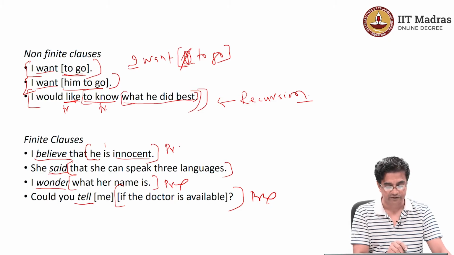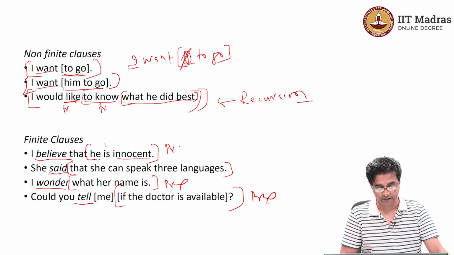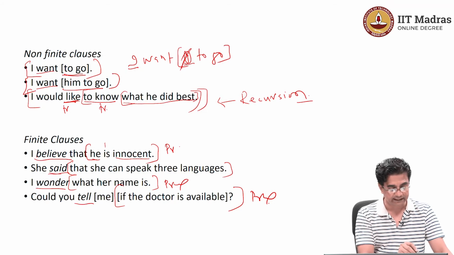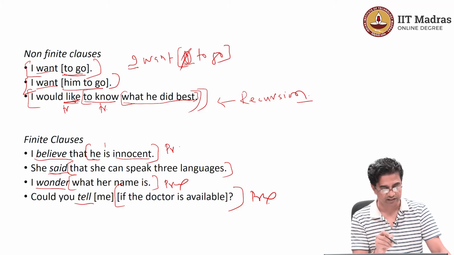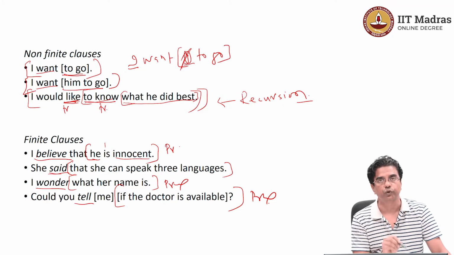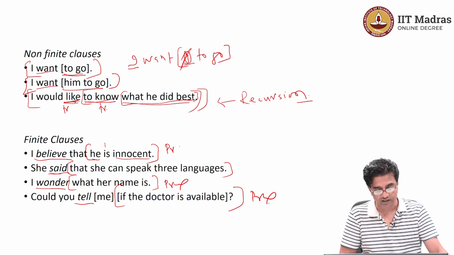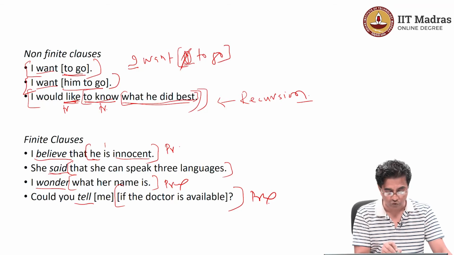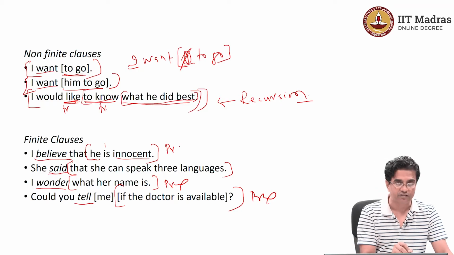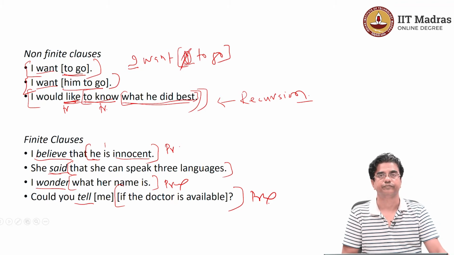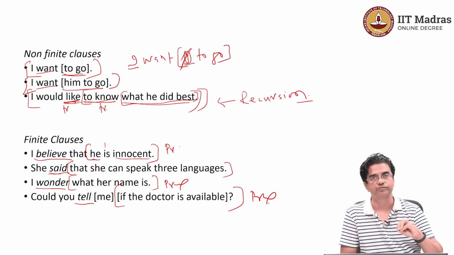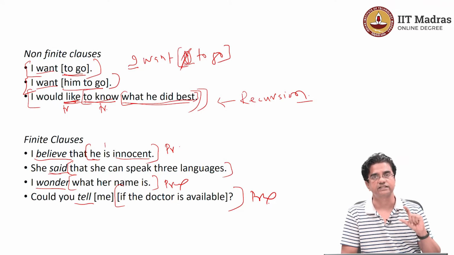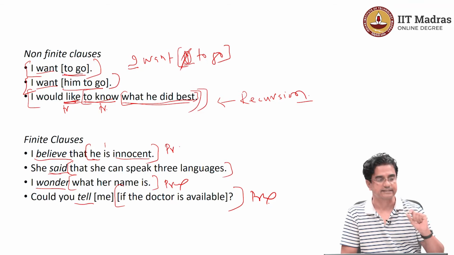I would like to know what he did best. Here, like is the transitive verb which needs an object, which is to know, and to know is also a transitive verb, it needs an object which is what he did the best. So to know what he did the best is the object of the verb like. So when an embedded clause is the object of the verb, only such cases are called complex sentences.